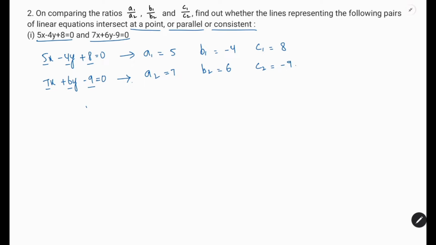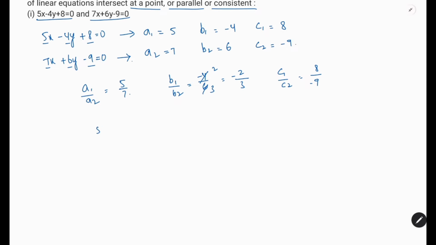Now we will take these ratios. What is a1 by a2? Equal to 5 by 7. And b1 by b2 equal to minus 4 by 6, which is minus 2 by 3. And c1 by c2 equal to 8 by minus 9.